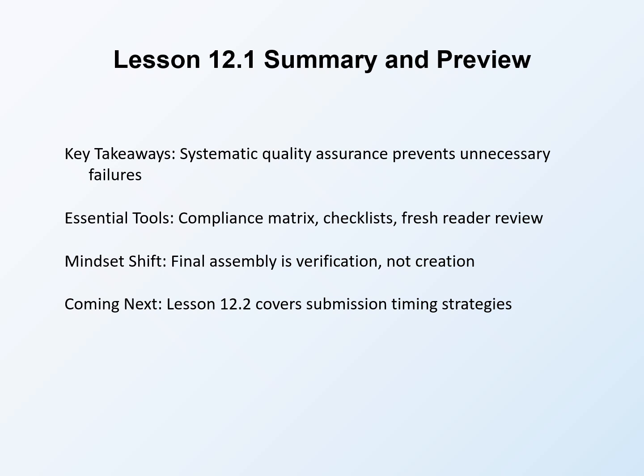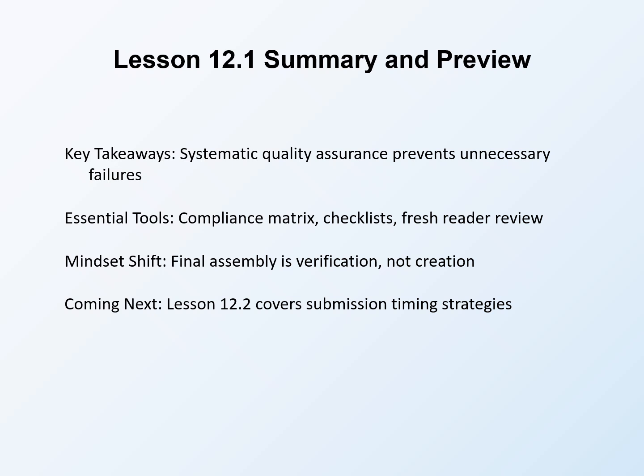Essential tools for final assembly include the compliance matrix that tracks every requirement, checklists that ensure systematic verification, and fresh reader review that catches what familiarity blinds you to. These tools transform final assembly from anxious hoping into confident verification. Use them for every submission.